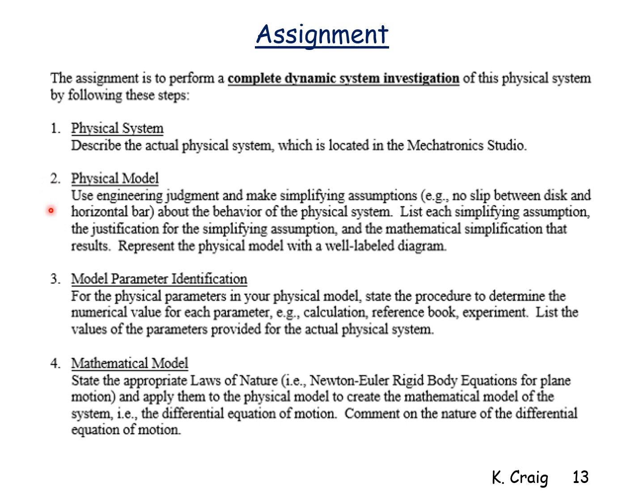Physical modeling. Use engineering judgment and make simplifying assumptions about the behavior of the physical system. For example, no slip between the disc and the horizontal bar. List each simplifying assumption, the justification for the simplifying assumption, and the mathematical simplification that results. Represent the physical model with a well-labeled diagram.